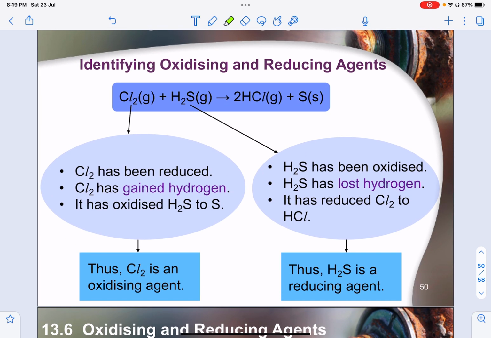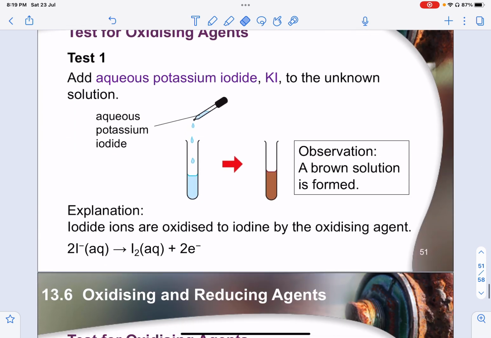So what we can see is, when something is being oxidized, we could say that it's a reducing agent. When it itself gets reduced, we could say that it's an oxidizing agent. When it gets oxidized, we could say that it's a reducing agent. Same thing again, quite straightforward.